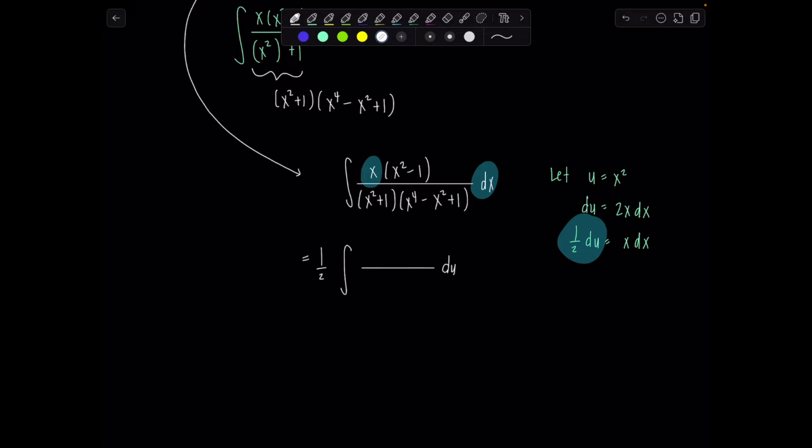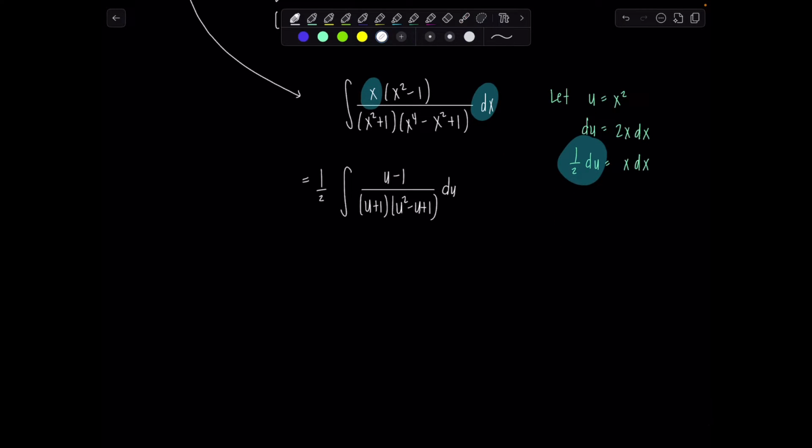Now, in the numerator, instead of x squared minus 1, it's just going to be u minus 1. And then in the denominator, we have u plus 1 times u squared minus u plus 1. How are we doing? Good. Now, this is prime, right? This quadratic expression doesn't factor further. So I'm ready to go into finding the partial fraction decomposition for my integrand, and we should be able to proceed pretty nicely from there. I'm going to ignore the 1/2 outside just to make things easy. So I just did it for u minus 1 over u plus 1 times u squared minus u plus 1.